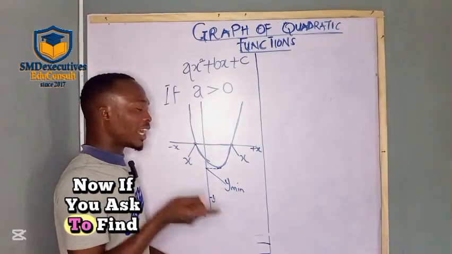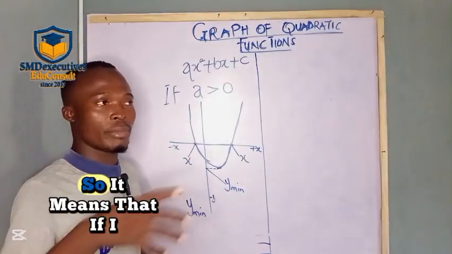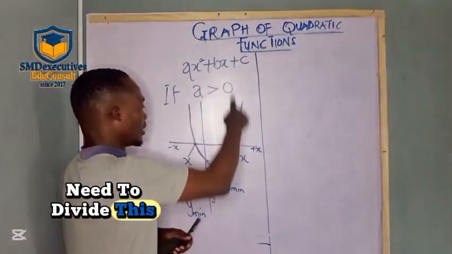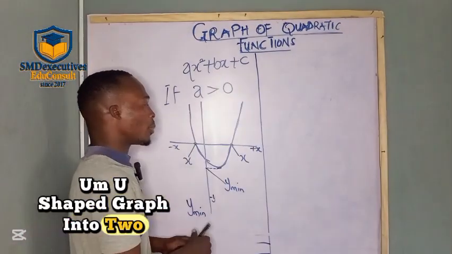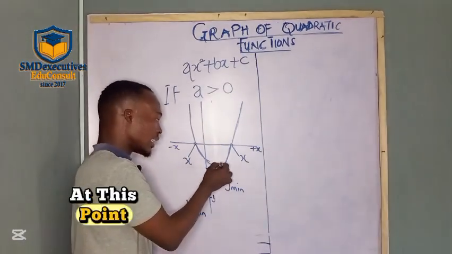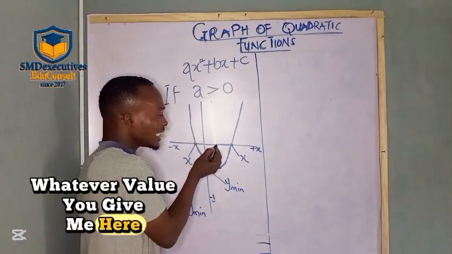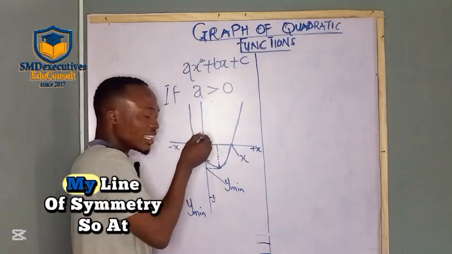Now, if you're asked to find the line of symmetry, it is usually on the x-axis. So if I need to divide this U-shaped graph into two equal parts, I'll be cutting it like this. I'll have to center here at this point, then rule it up this way. I'm going to dash it up. Whatever value it gives me here is called my line of symmetry.